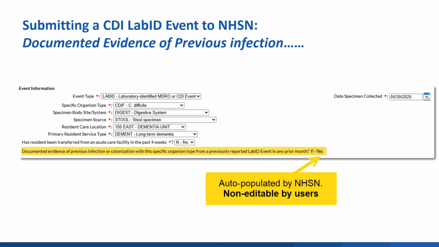The final question regarding documentation of previous evidence of infection or colonization with this specific organism type from a previously reported LabID event in any prior month is an auto-populated field and is based on prior month's LabID events. Yes or no will be auto-filled by the system only, depending on whether there is a prior LabID event entered for the same organism and the same resident in the prior month. This question cannot be edited by the user.